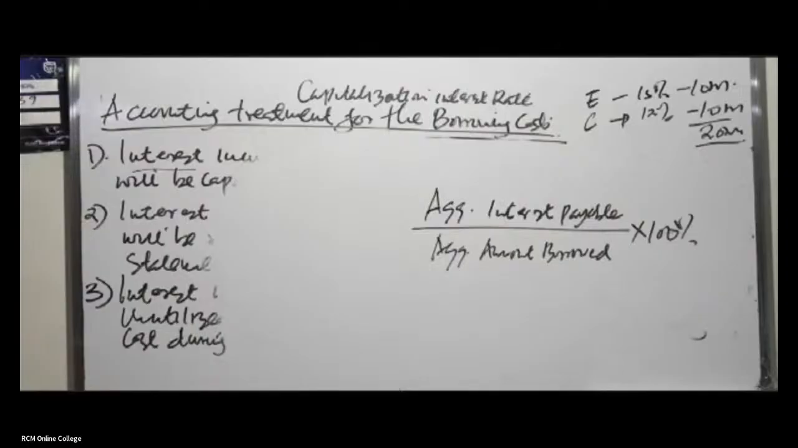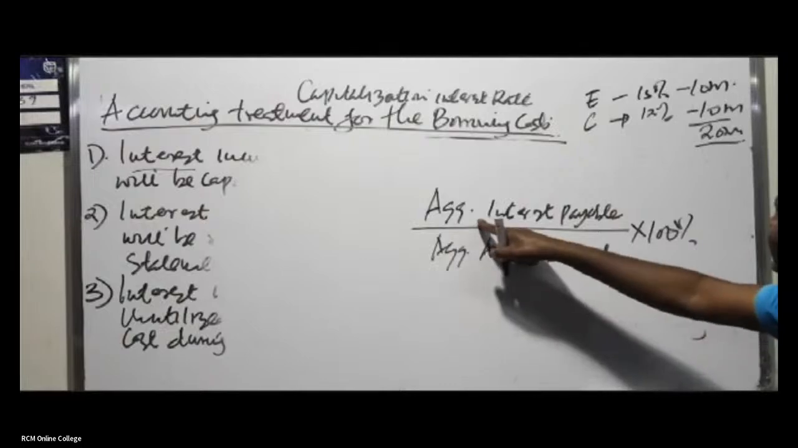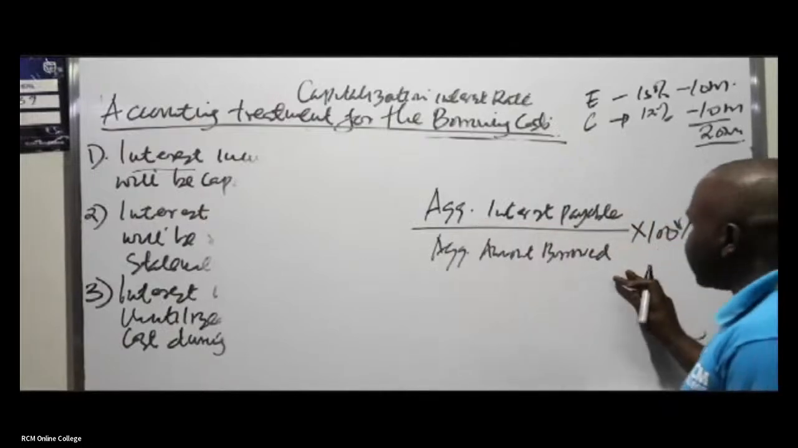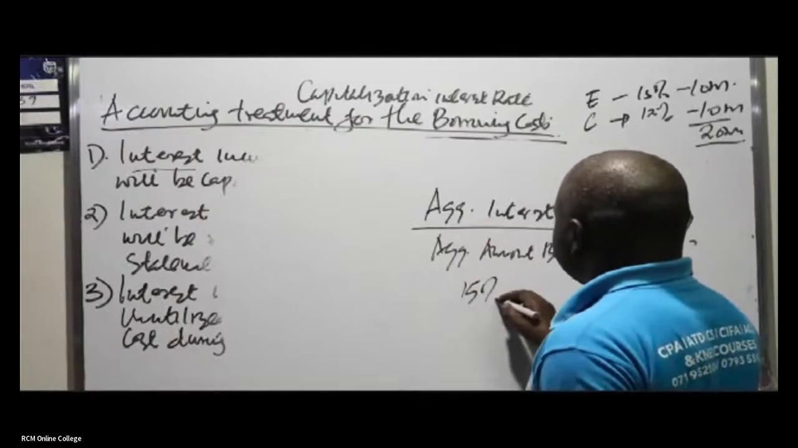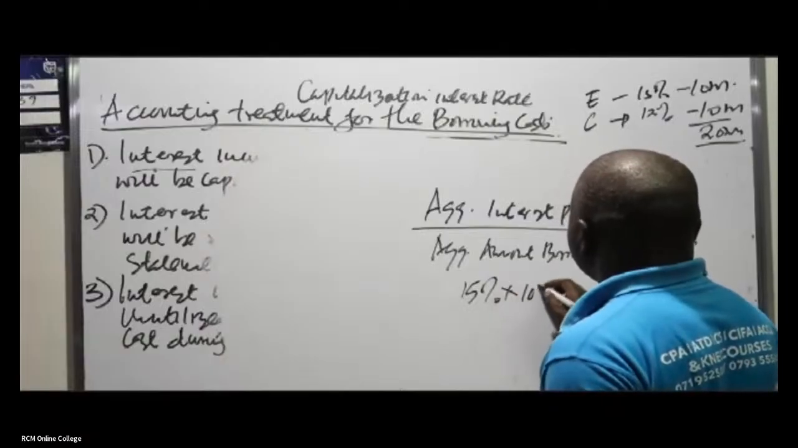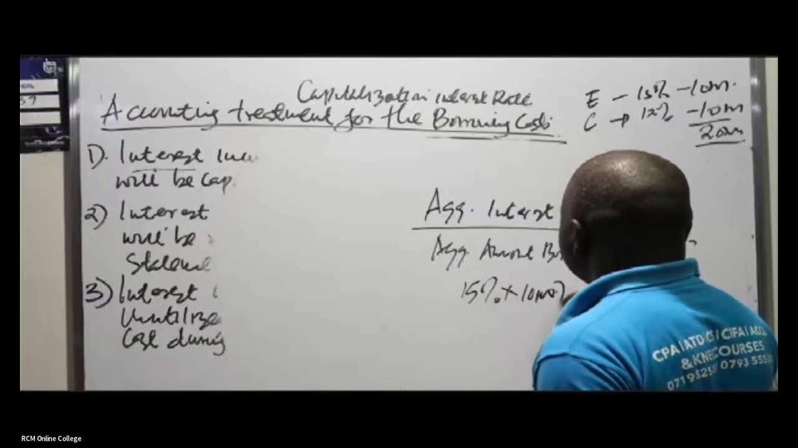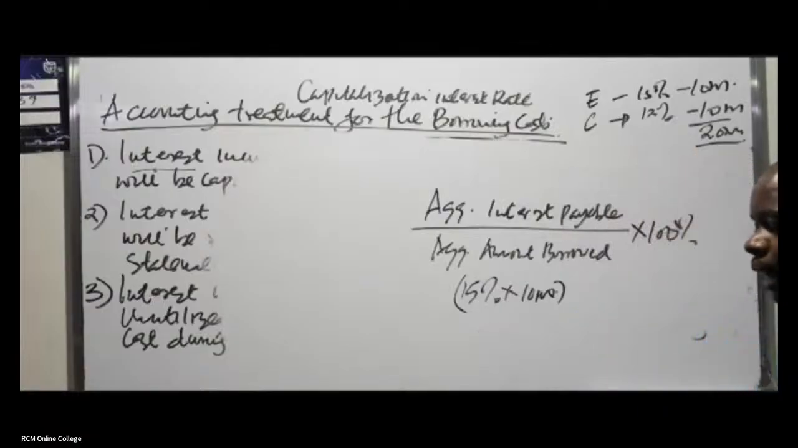For example, in our situation here, we are saying aggregate the interest payable. So you'll take 15% multiplied by the 10 million from Equity Bank ya Mwananchi. You multiply by, in this case, what?